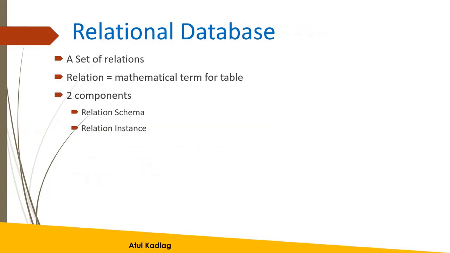Then once we have this relational concept, what are the sets of relations that will be in the relational database? A relation is nothing but a mathematical term for a table. And it has two components, a relation schema and a relation instance. So we'll try to understand what the relation schema is.